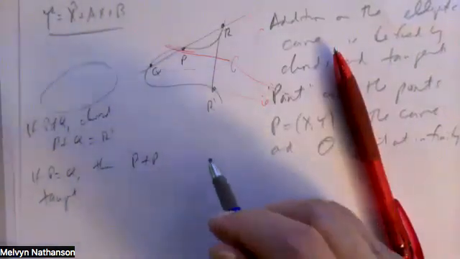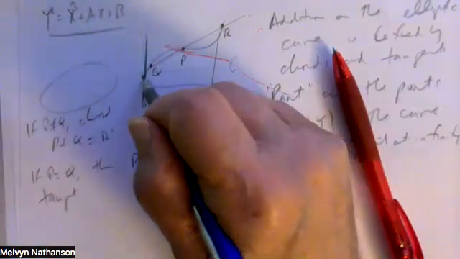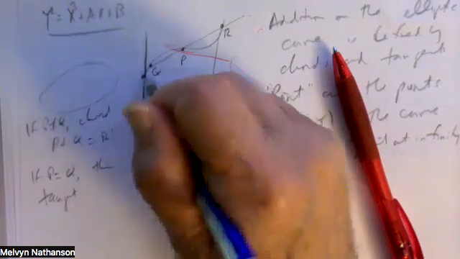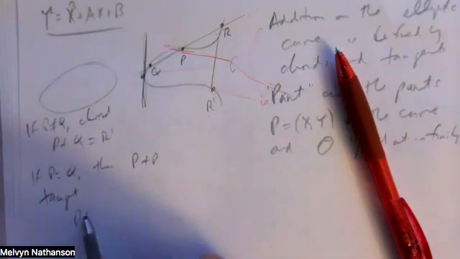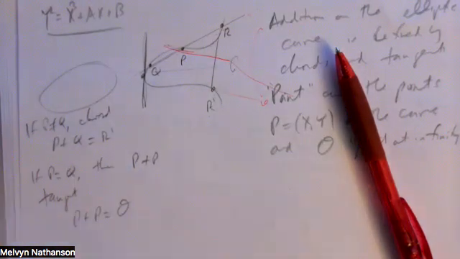Now, if it happens that you choose the point right here, where the tangent line is vertical, so this P, if this point is vertical, the line is vertical, it's not going to cut the curve at any point. And in that case, we say that P plus P is this point at infinity.